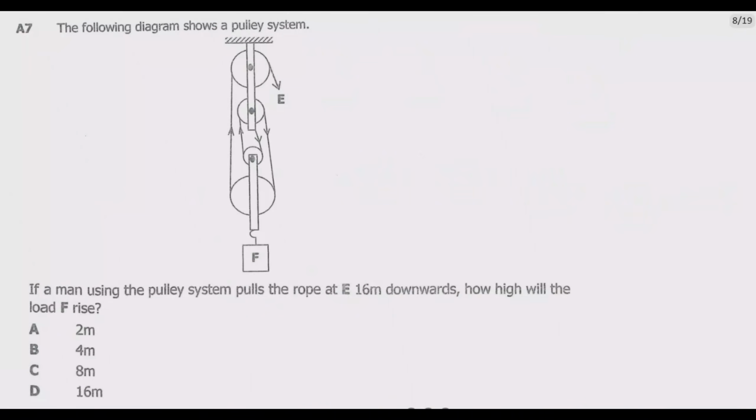Question A7. The following diagram shows a pulley system. If a man using the pulley system pulls the rope at E 16 meters downwards, so he's pulling this downward 16 meters, how high will load F rise? So how high will this one go upward? That's what we want to know.